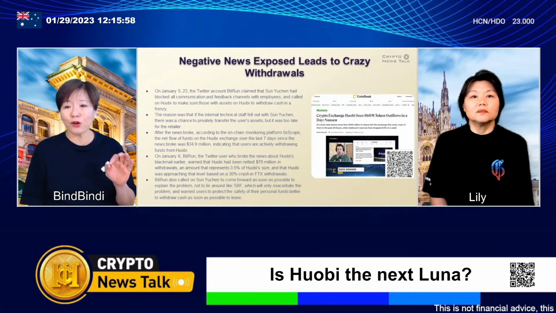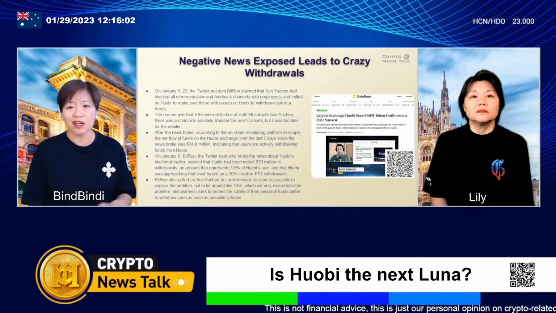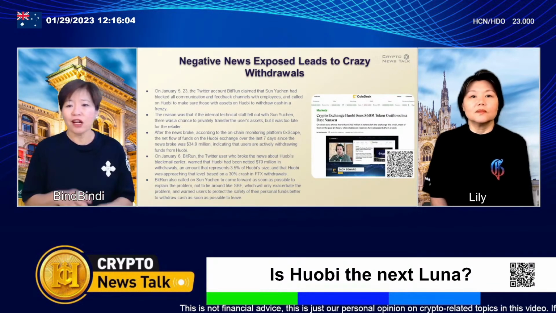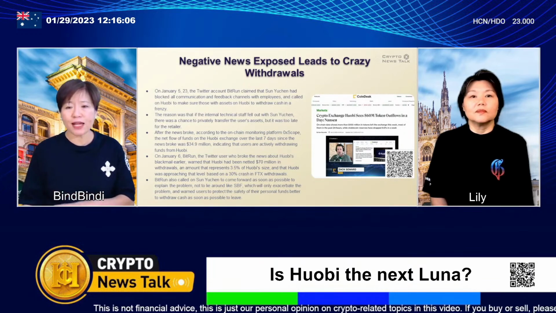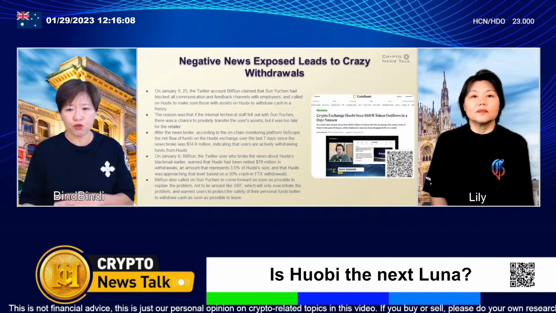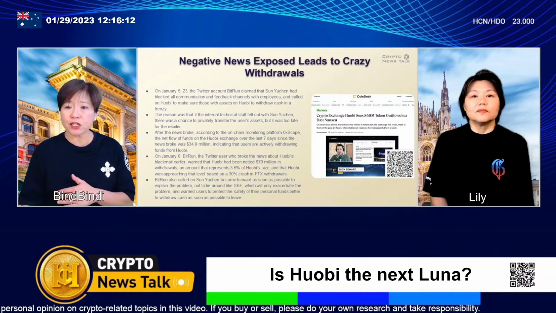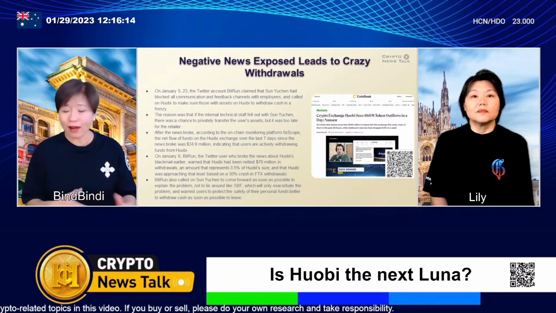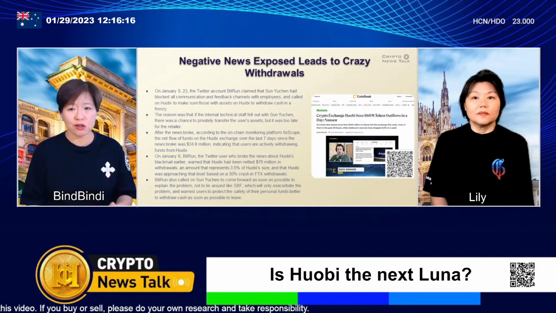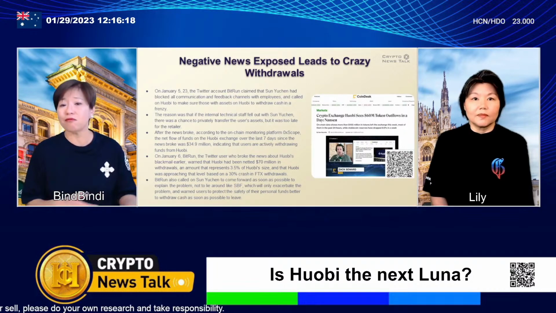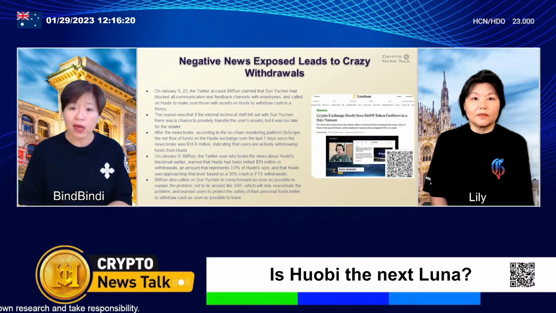With 70 million, that is actually 3.5% of Huobi's size. So 3.5 million, compared to the 30% withdrawal that caused FTX to crash, is actually not that far. And that's why the suspicion of analysts is that Huobi is going the same way as FTX.